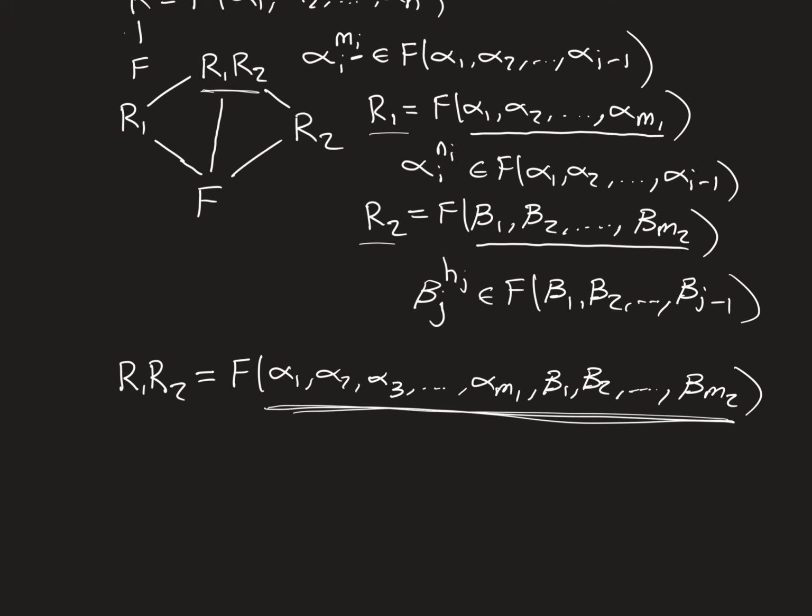So why is this still a radical extension? Well, for the alphas, it's going to be the case that all of these, going up each time, is going to be a simple radical extension still, because it was a simple radical extension here. Alpha 2 was in f adjoin alpha 1, alpha 3 to some natural number power was in f adjoin alpha 1, alpha 2, alpha 4 to some natural number power was in f adjoin alpha 1, alpha 2, alpha 3. So that's still going to hold here, because it's exactly the same fields that precede them here.